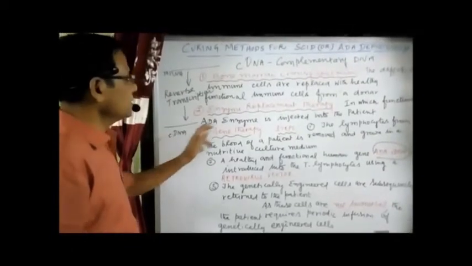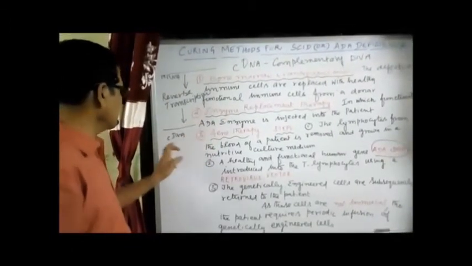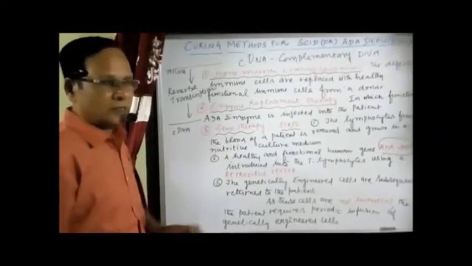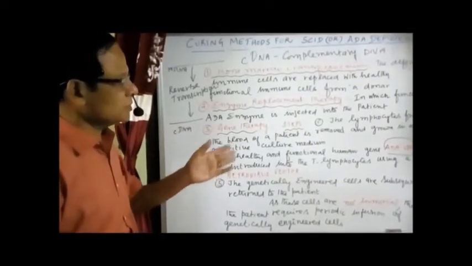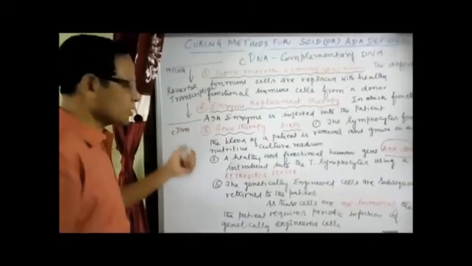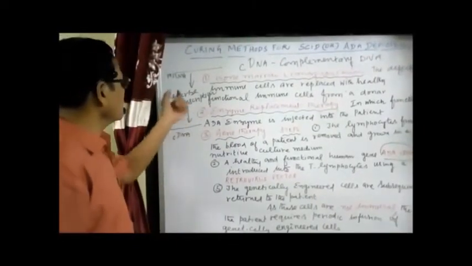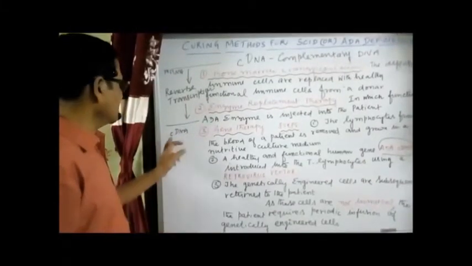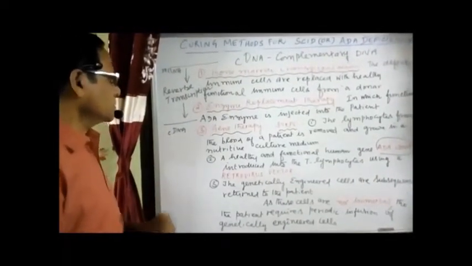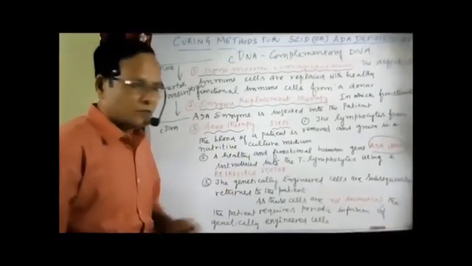Now the cDNA, there is the gene for ADA, that is called ADA-cDNA. The gene is called adenosine deaminase. The gene is extracted by using the reverse transcription process with the help of mRNA. That is called cDNA, that gene. So that gene is introduced to the T lymphocytes.